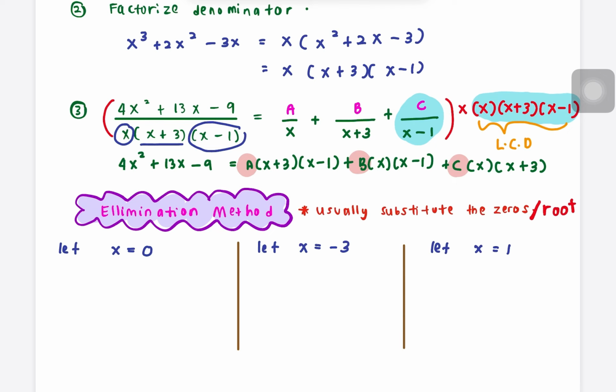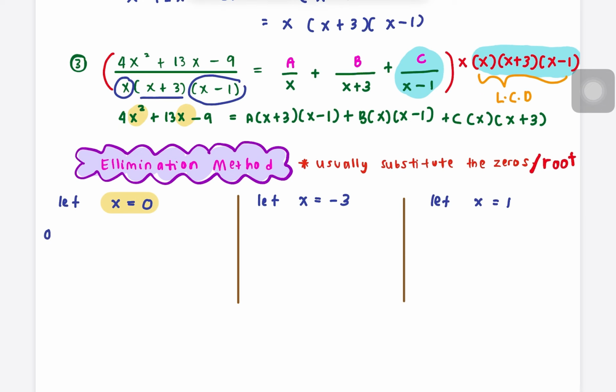After multiplying with the LCD, there is no more denominator. So just substitute x with 0. For the left side, if you substitute x with 0, what happens? This x you substitute with 0. So you will have 4 times 0 is 0, and then 13 times 0 is also 0, and minus 9, you have minus 9 equal to, and then all this right hand side also 0.